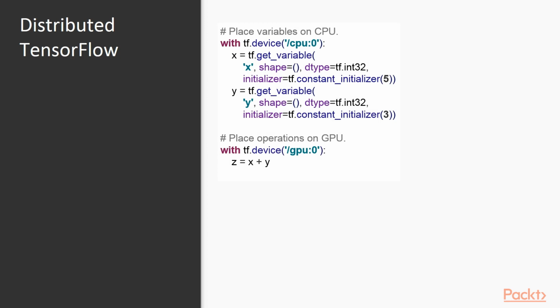In this simple example, I've created two variables, x and y, and specified that I want them placed on our CPU. Specifically, I'm saying that I want x and y's associated operations on the CPU. Remember, in TensorFlow, each variable has an associated operation. And next, I've defined z to be the addition of x and y. It's common practice to place math operations on the GPU and variable operations on the CPU.